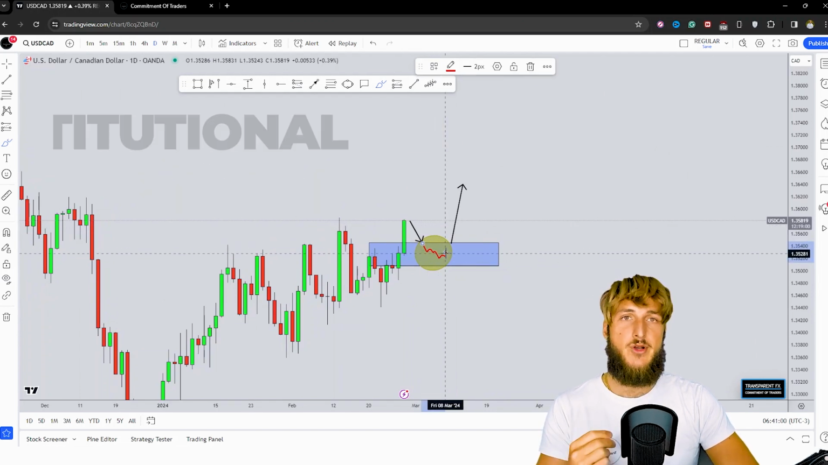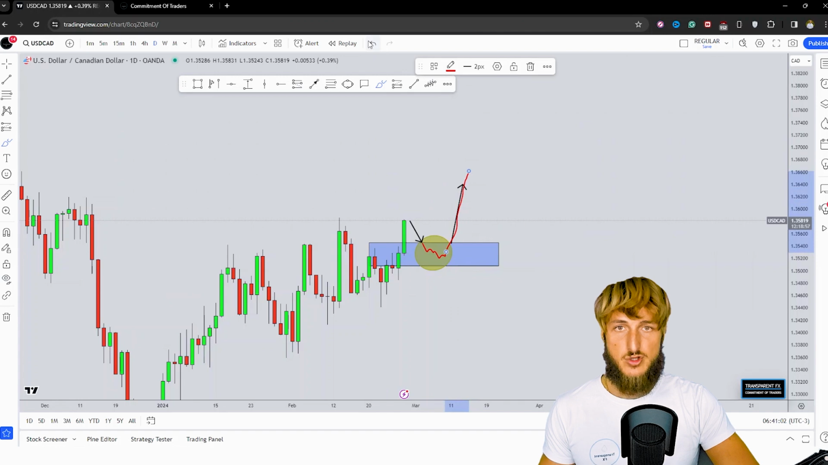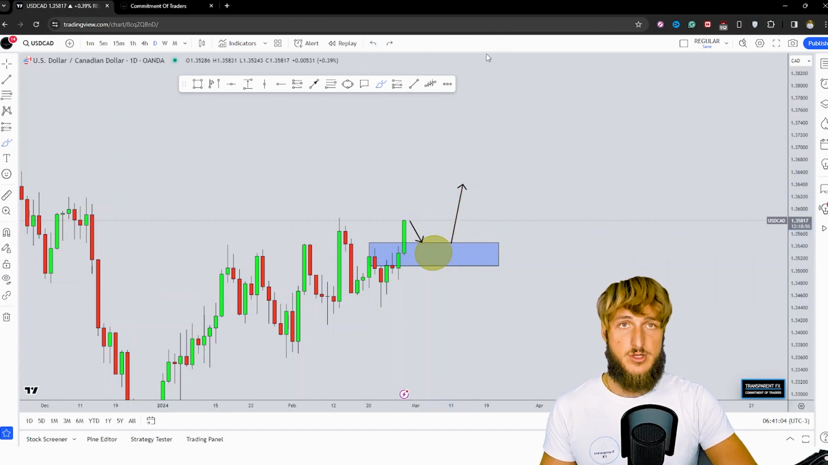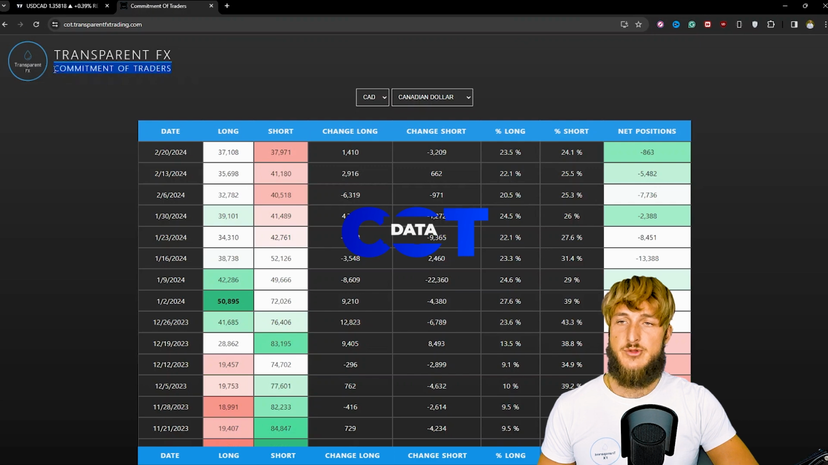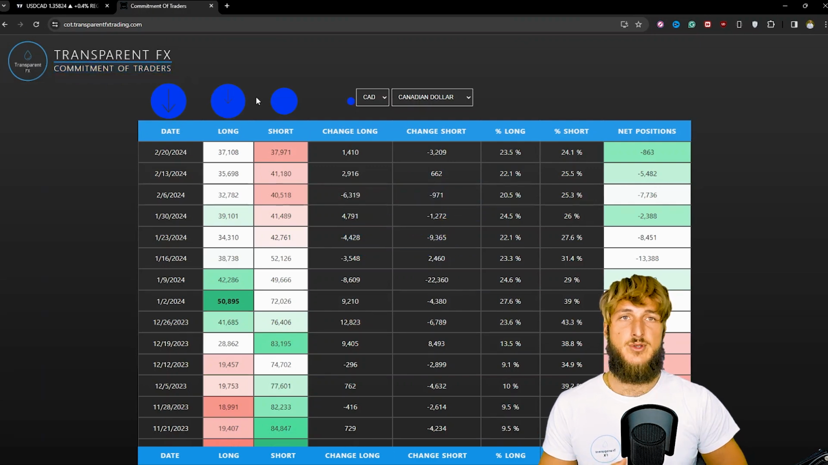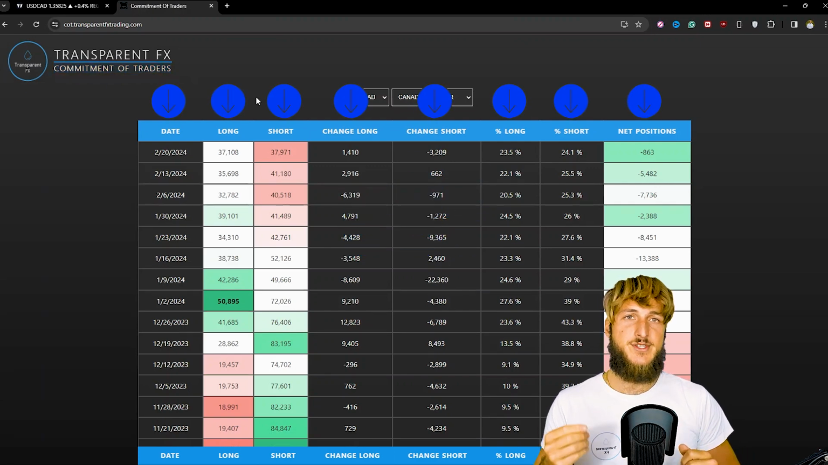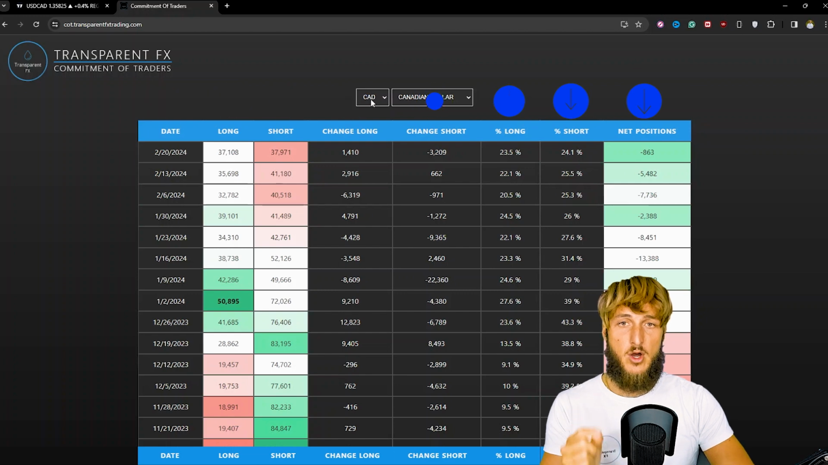At that point, further increasing the probabilities of a potential push higher away from such zone. Speaking about institutional longing, let's go and see what we have when it comes to the commitment of traders, so that's COT data, so essentially what hedge funds and the big players in the market are doing on the CAD.